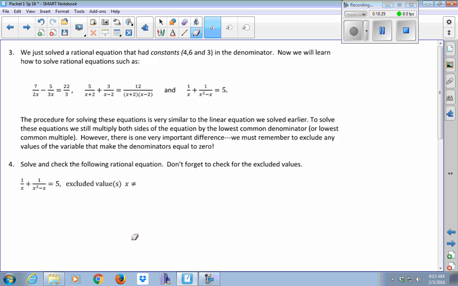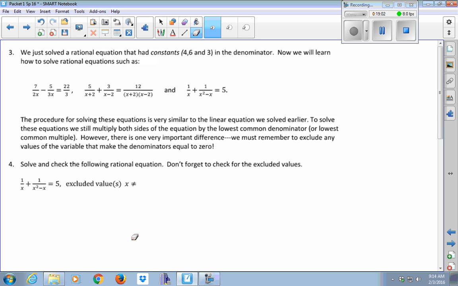So now notice they're no longer constants. Each denominator is some kind of algebraic expression. But no need to get nervous. The idea is exactly the same as what we just did. Okay? So to solve these equations, we're going to multiply both sides of the equation by the lowest common multiple. You're going to call it a denominator because that's what you're used to calling it. I think it sets you up for a little bit of a fallacy that you think you have to make common denominators. So you'll hear me say the lowest common multiple.